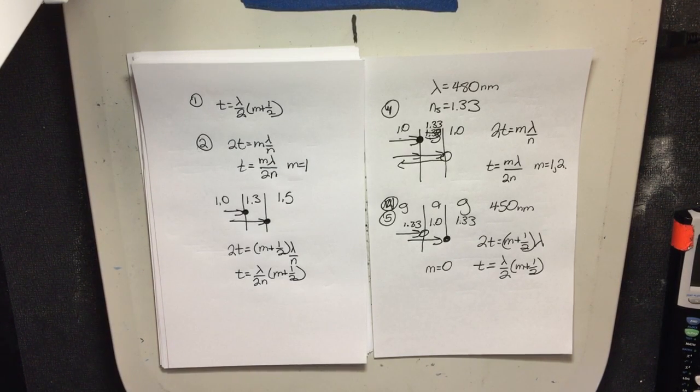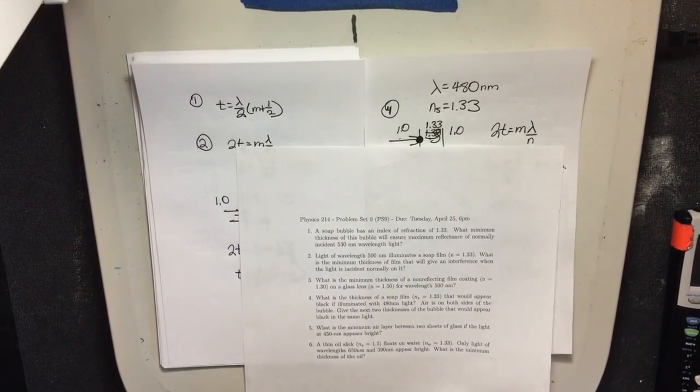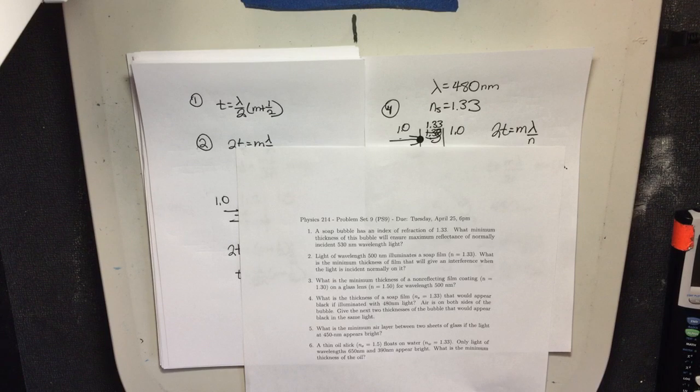How do I know that 1 and 2 are what they are? In 1, it says maximum reflectance. So it's bright or constructive. Non-reflecting implies dark or destructive.